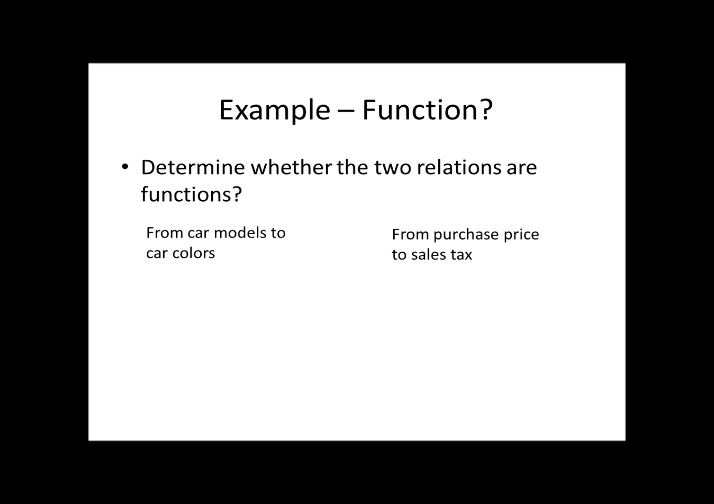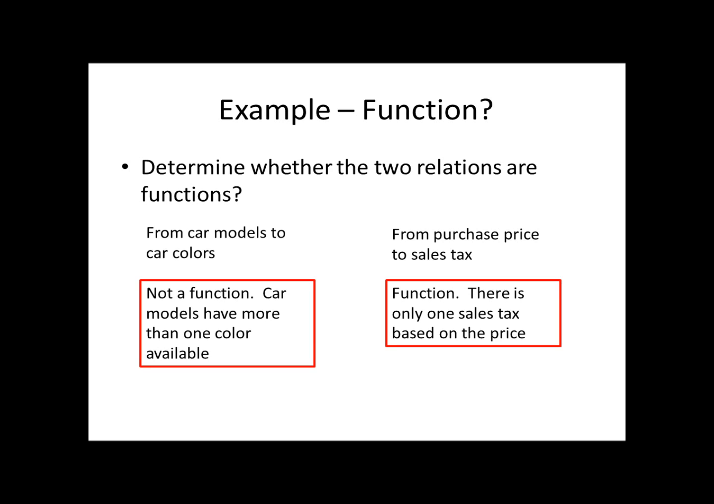So let's do an example where we decide, is a relation a function? And I've got here a couple written relations. From car models, so that's our domain, car models is our domain, to car colors. Is that a function? Well, no, it's not a function, because car models have more than one color. So if I went to a car dealership, I could see a Chevy Silverado that's red, I could see a Chevy Silverado that's blue, I could see a Chevy Silverado that's black. So I've got multiple colors coming from the same car model.